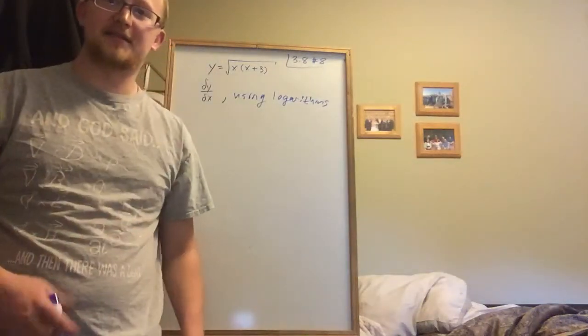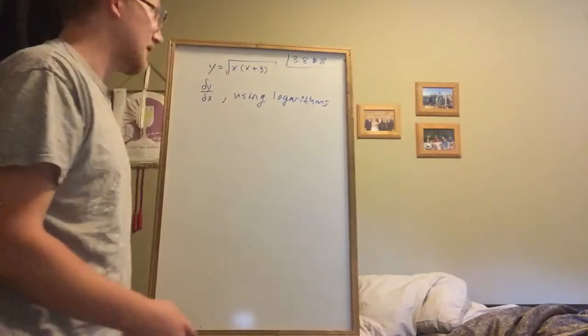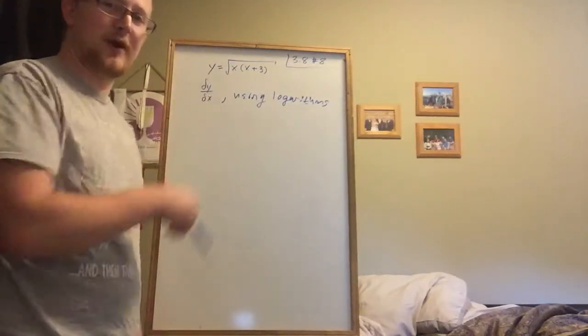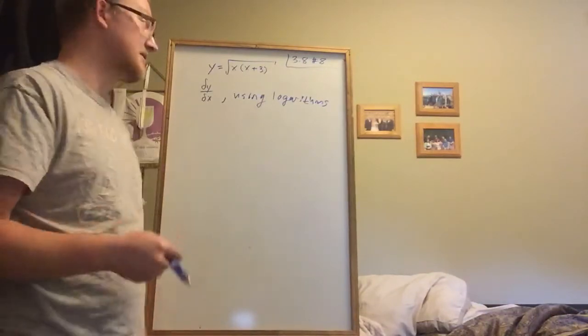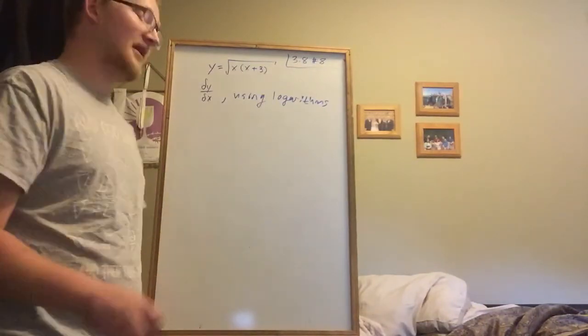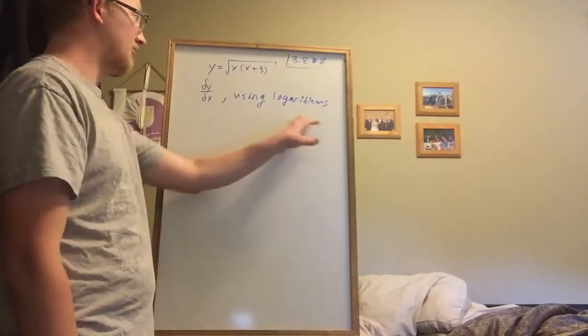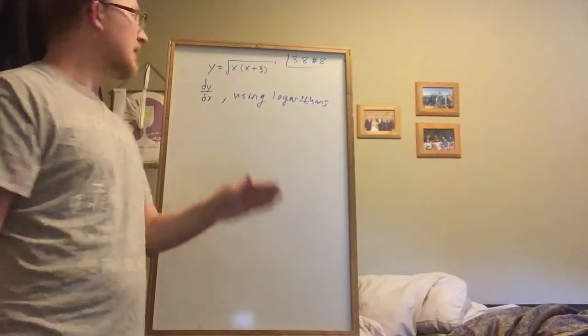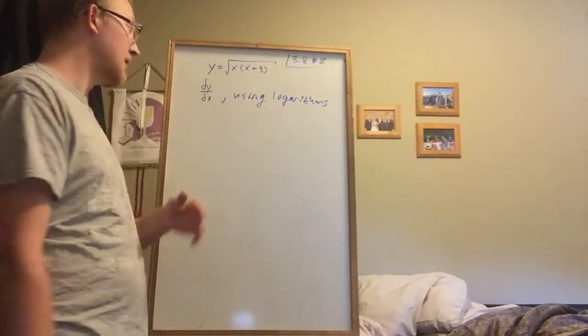Alright, we're back. This is section 3.8, problem number 8. The question states, if y equals the square root of x times (x plus 3), then find dy/dx using logarithms. And I honestly couldn't believe what I was reading here. If you ever see this problem, don't use logarithms. It's a waste of time.